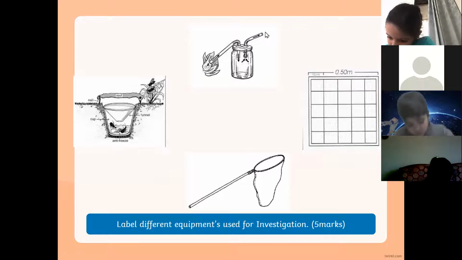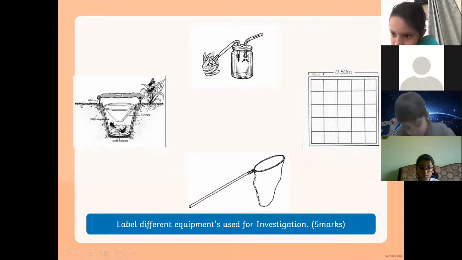What equipment is this? What equipment is this? Start clockwise, okay? Start from here, from this jar one. What equipment is this? Then what is the square one?